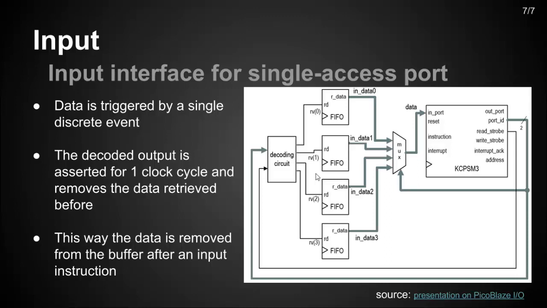So the decoding circuit decodes the port ID and the read strobe signals, and the decoded output, the signal RV, is considered as a removal signal, which is asserted for 1 clock cycle and which removes the previously retrieved data from the buffer. At the end of the input instruction, 1 bit of this 4-bit RV signal is asserted high, and the corresponding FIFO is going to perform a reading operation in which the first word is removed from the buffer.